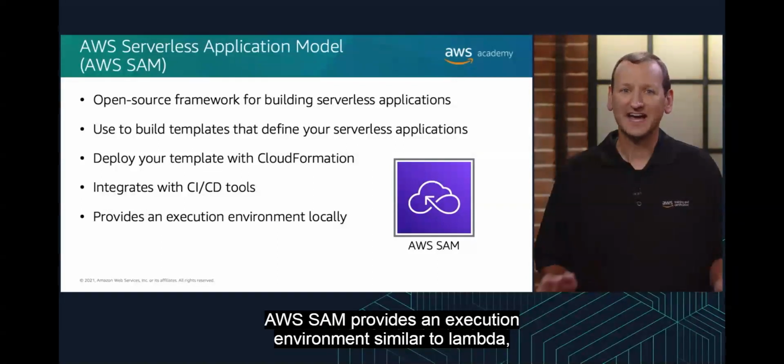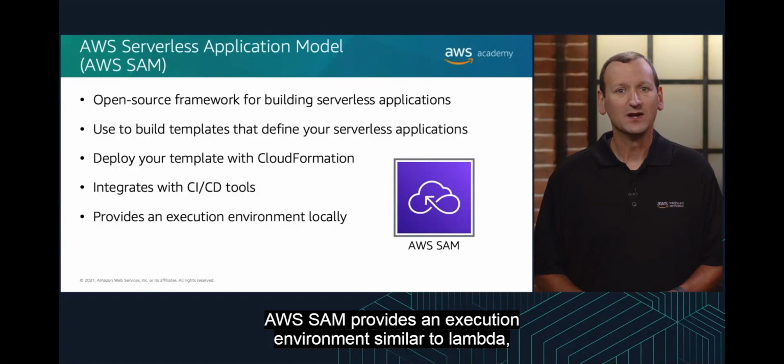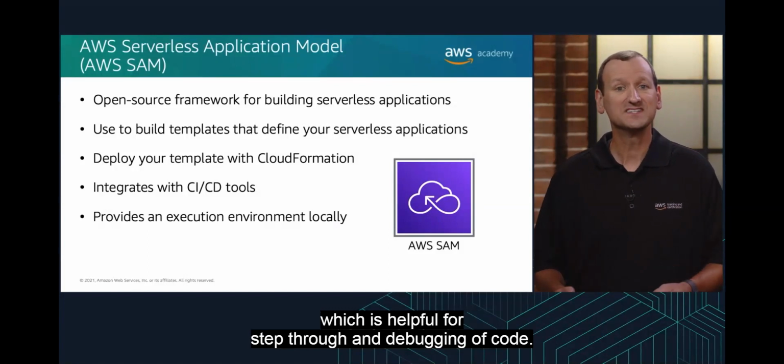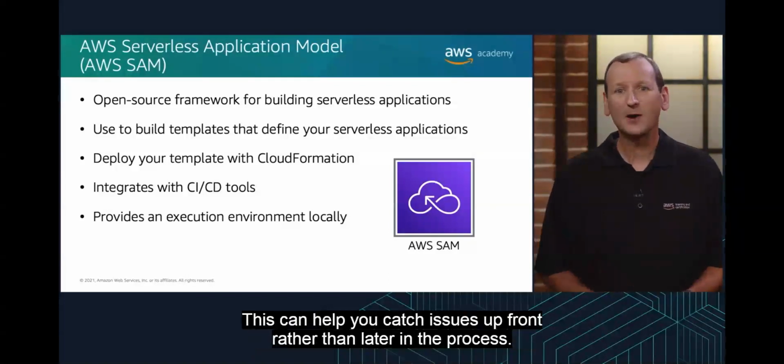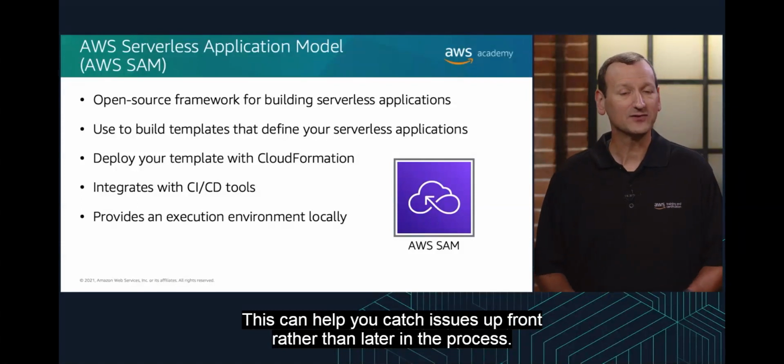AWS SAM provides an execution environment similar to Lambda, which is helpful for step-through and debugging of code. This can help you catch issues up front rather than later in the process.